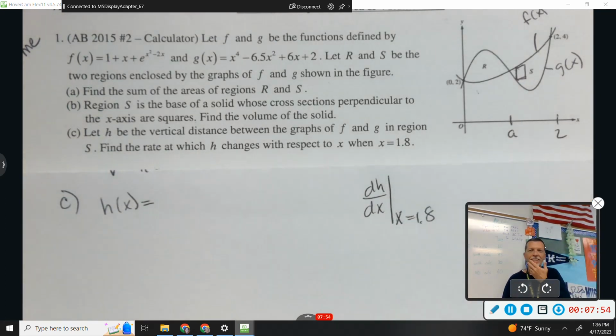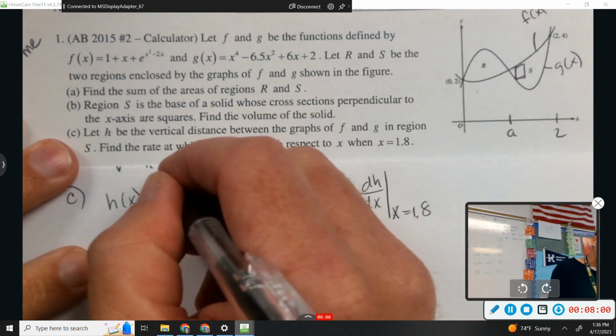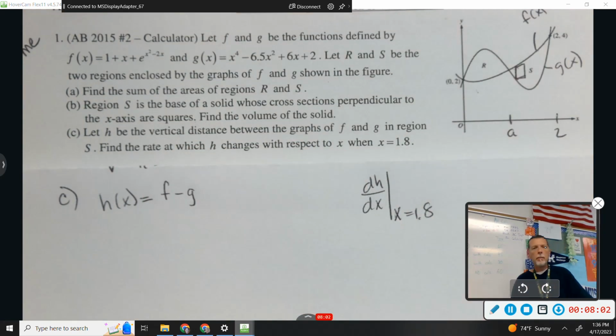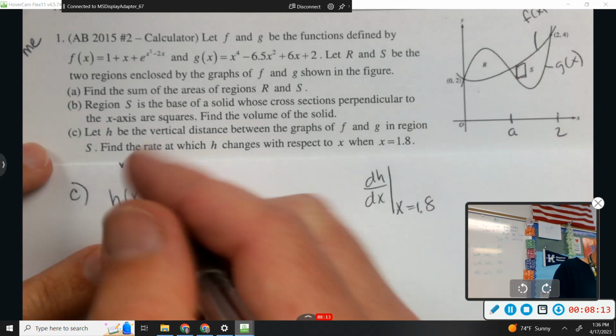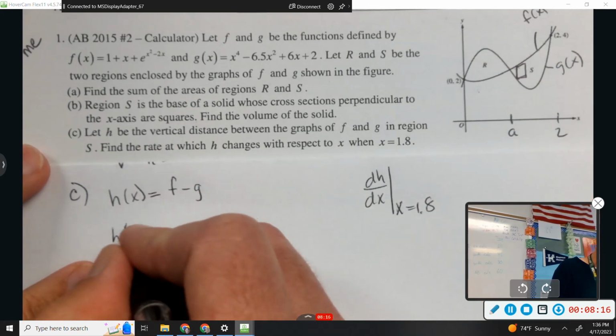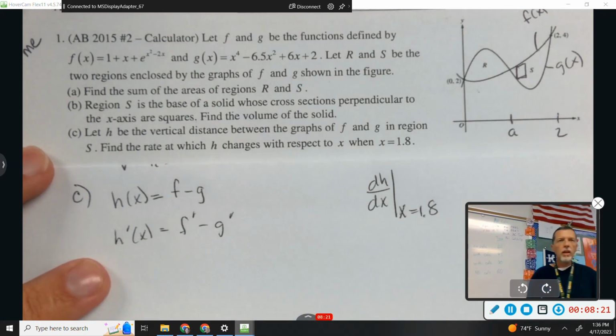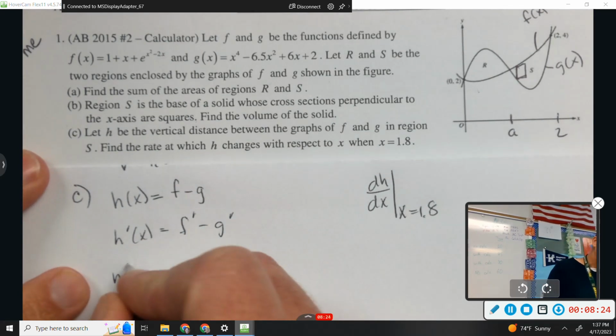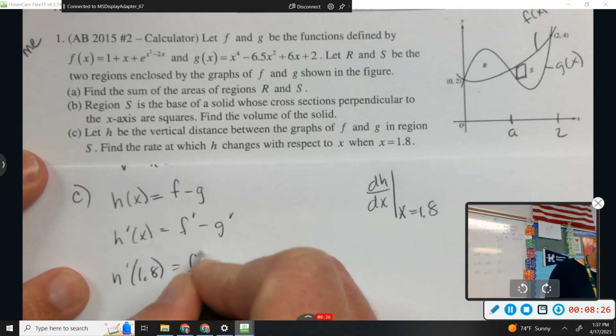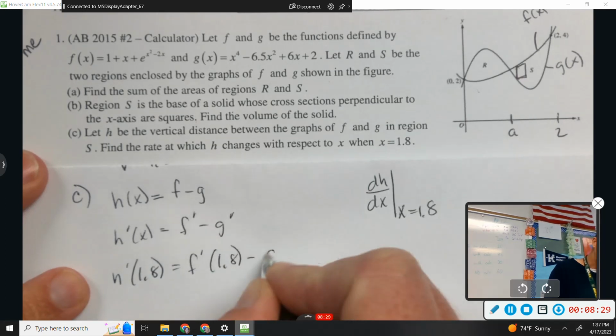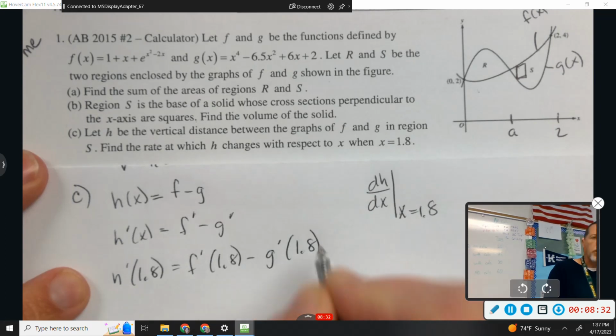But what the heck is h? F minus g. Yeah, the vertical distance is just the top minus the bottom. So f minus g. If you make that connection, this is an easy problem because h prime, or dh/dx, is just f prime minus g prime. So h prime at 1.8 is f prime at 1.8 minus g prime at 1.8.